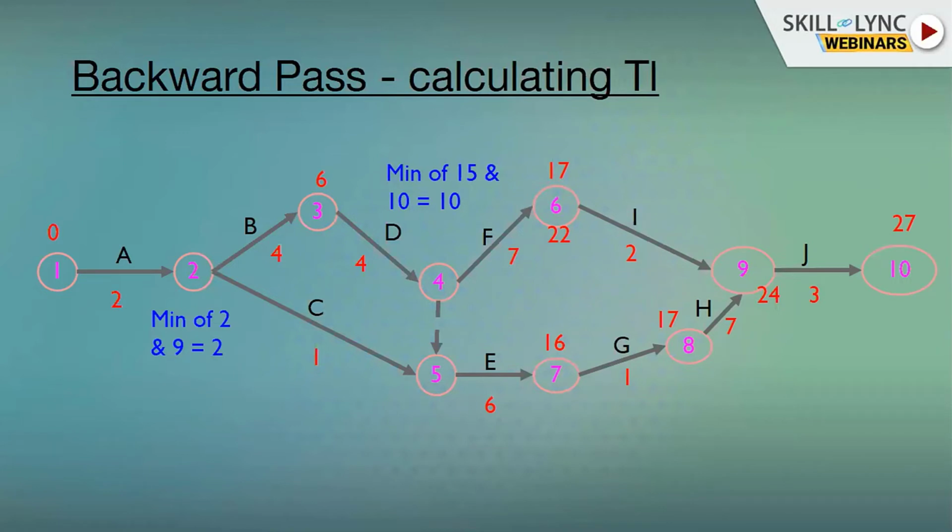Similarly, when you come to D, you'll be having two TLs, one from path number 2, that is 10, and one from path number 1, that is 15. 22 minus 7 is equal to 15. Ignore this 17, this is a typo error. So in the backward pass we have to choose the minimum of the two values, that is 10.